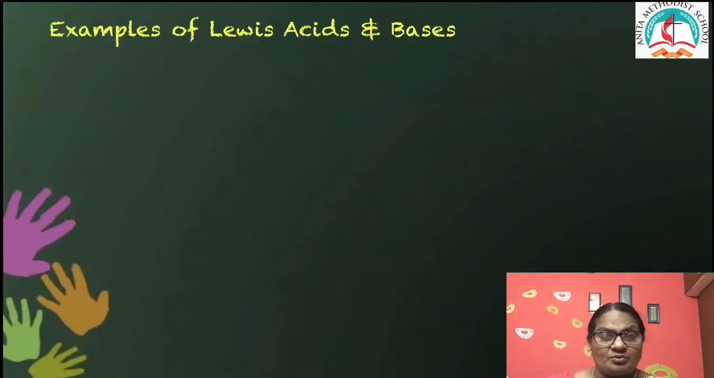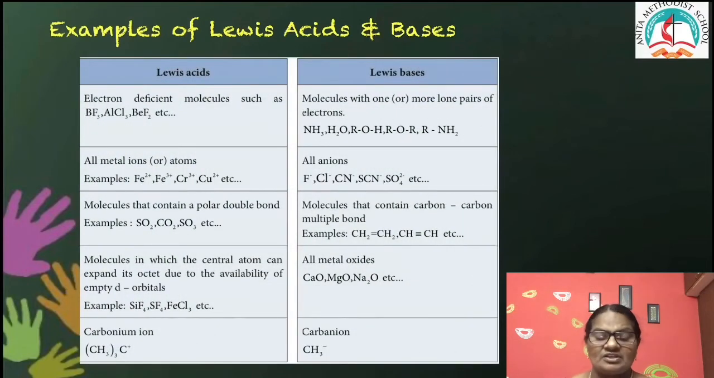Now let's see some more examples of Lewis acids and bases. Electron deficient molecules are very efficient Lewis acids. So that means what? Electron rich species which have 1 or more lone pair of electrons are Lewis bases. All metal ions which are positively charged, all the cations are Lewis acids. That means what? All anions are Lewis bases.